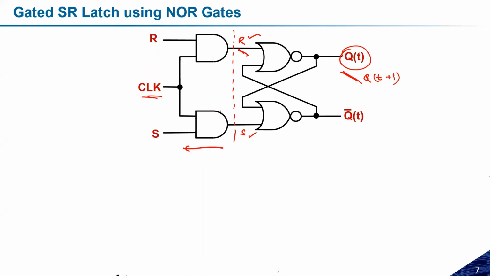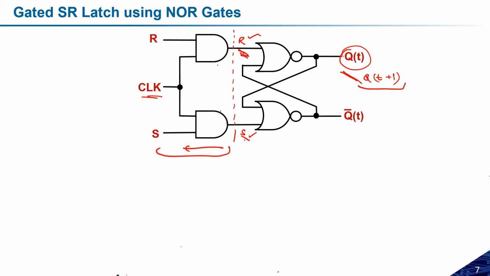Suppose I have R and S only, I do not have this clock control. So if there is a change in set or reset, at any point of time, immediately the Qt plus 1 will be reflected. It does not depend what the status of the clock is, whether the clock is activated or not. So to avoid this problem, we need to make this circuit clock controlled. If the clock is high, then this set and reset should pass and that should activate the logic. Otherwise, it should not activate.